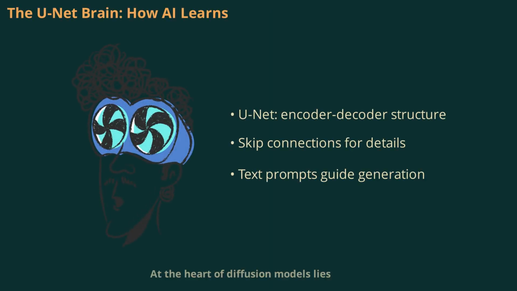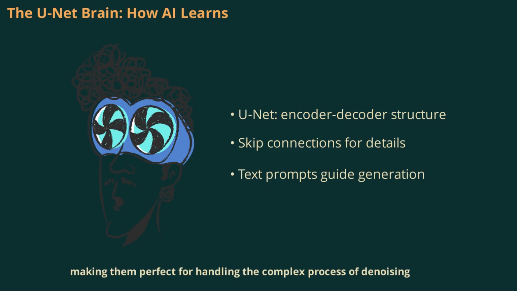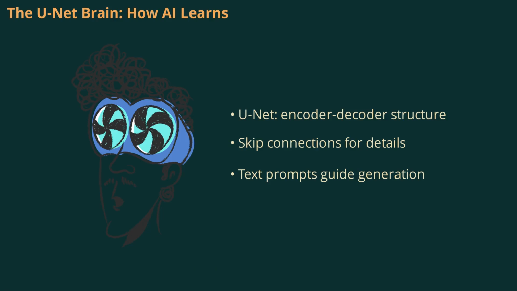At the heart of diffusion models lies a powerful neural network architecture called UNet. UNets are specially designed for image-to-image tasks, making them perfect for handling the complex process of denoising. Their encoder-decoder structure compresses and then reconstructs images, while skip connections help preserve fine details at every step.